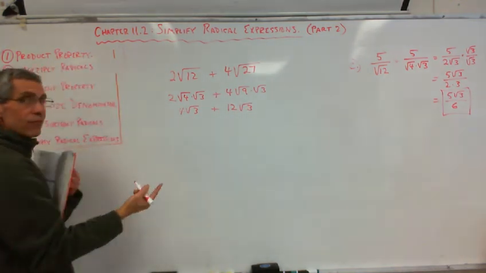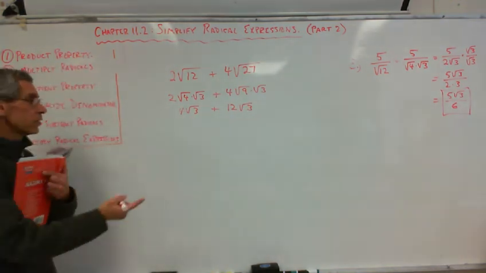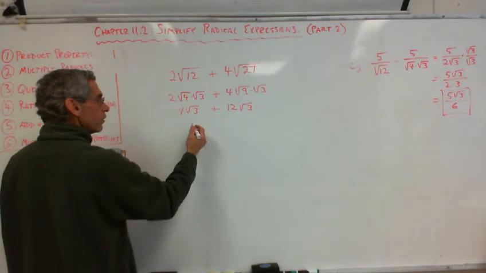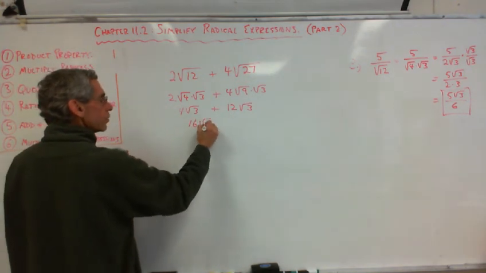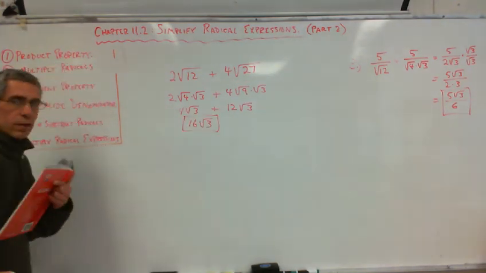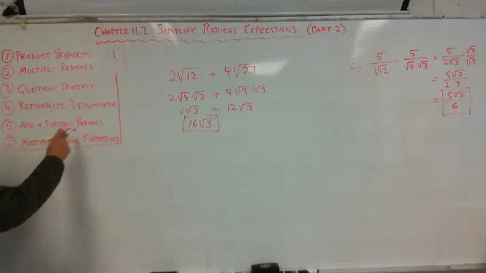So now I have like terms, right? So now I can add them. 4 plus 12 is 16. 16 square root of 3. That's my answer. All right? So that is adding and subtracting radicals.